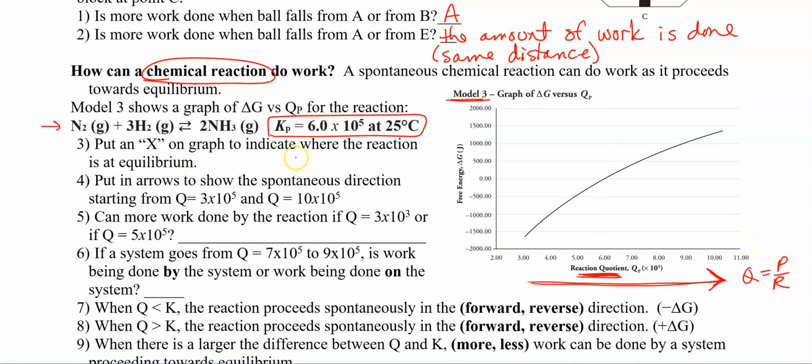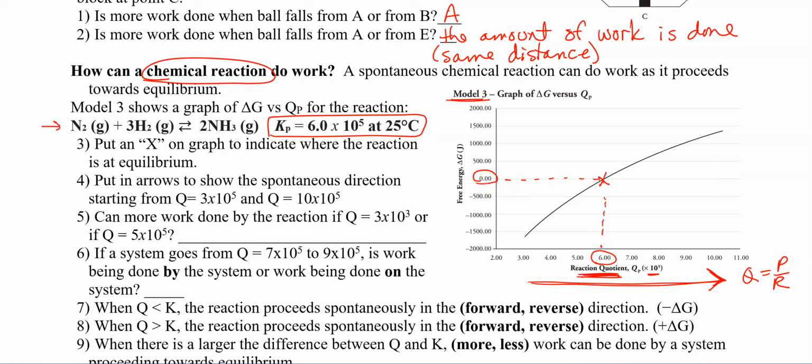It says put an X on the graph to indicate where the reaction is at equilibrium. Hopefully you realize the K is 6 times 10 to the 5th. And so we're going to find that that's this part right here, right? Everything's times 10 to the 5th. We're just going to read up, and I'm just going to put an X there. So that is where Q is equal to K. And you'll also see that that is also where the delta G is equal to 0, right? So we're at the K, and also the delta G is equal to 0.